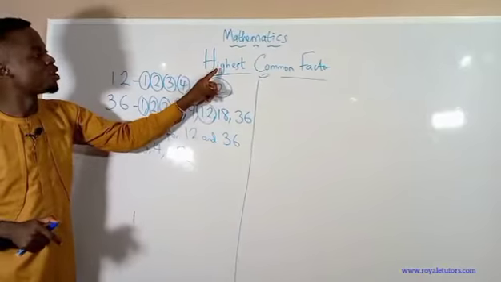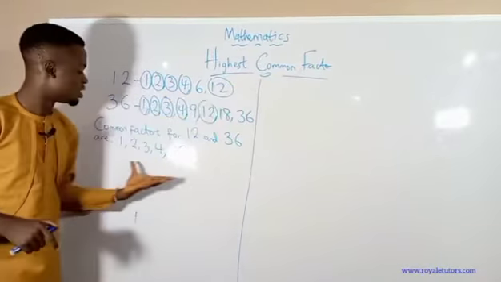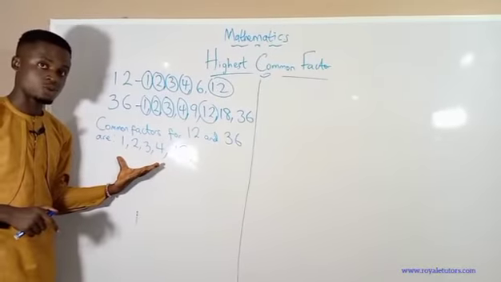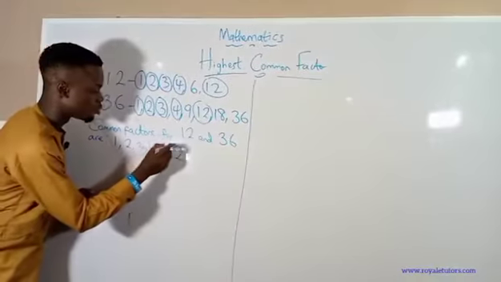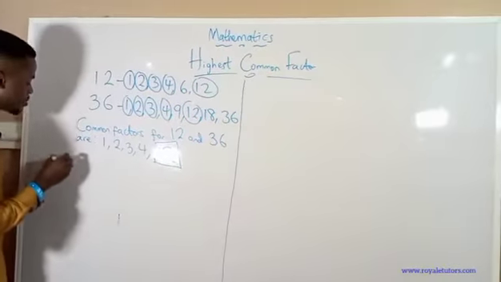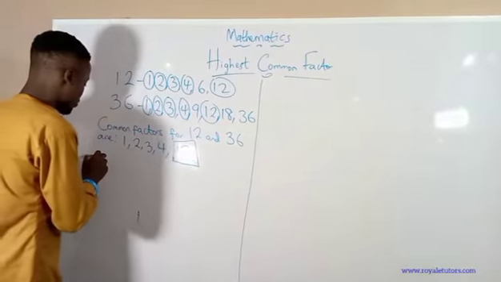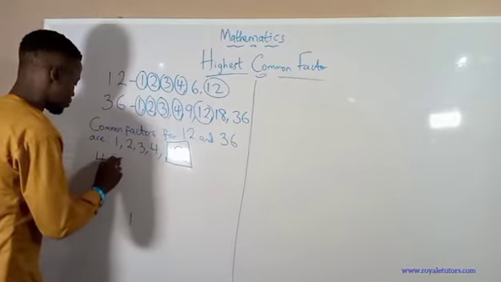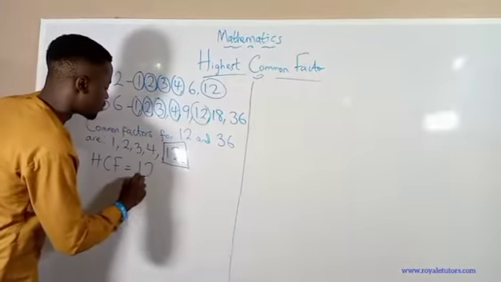Now, if you want to talk about the highest common factor, what you have to check is which one is the highest of the common factors. That's going to be 12. 12 is the highest of the common factors. So the highest common factor, which we can also represent as HCF, of these two numbers is 12.